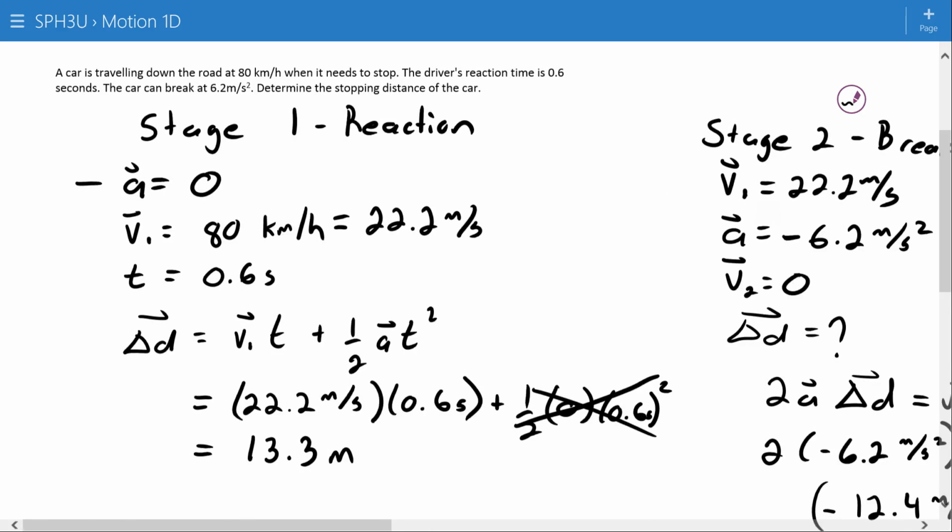Again, the point here is that if I have two different accelerations, I have to treat those two stages of the motion separately because my equations assume that the acceleration is constant throughout.